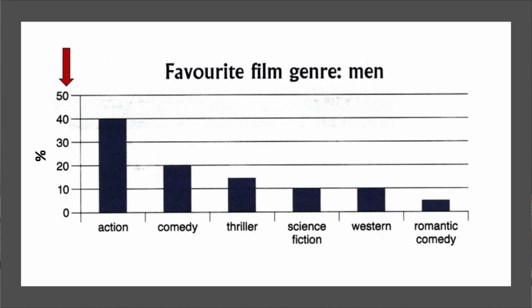As you can see, 40% of men choose to watch action films, but only 20% of them say that they like comedies. 15% like thrillers, and 10% each voted for sci-fi and western films, while romantic comedy is the least popular one, with only 5% of men.